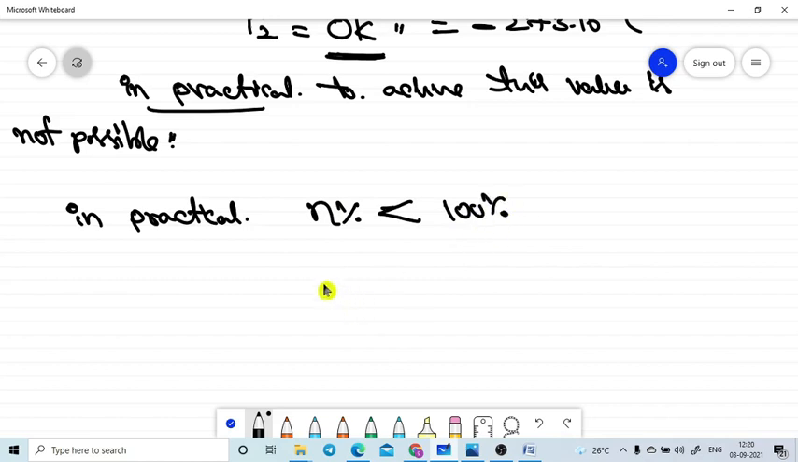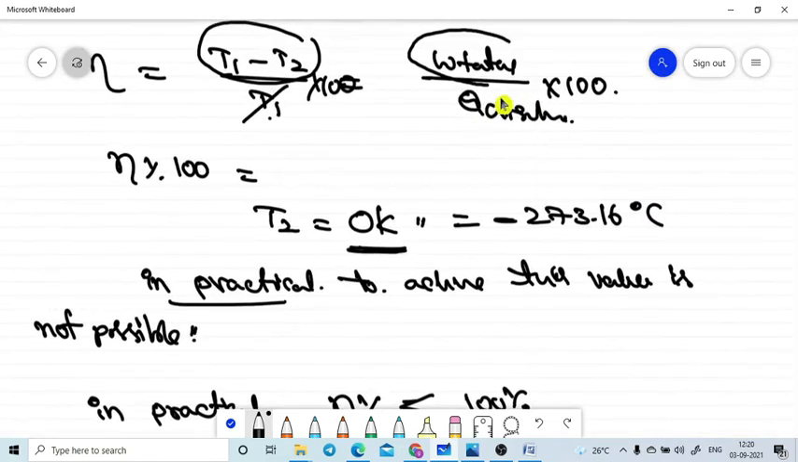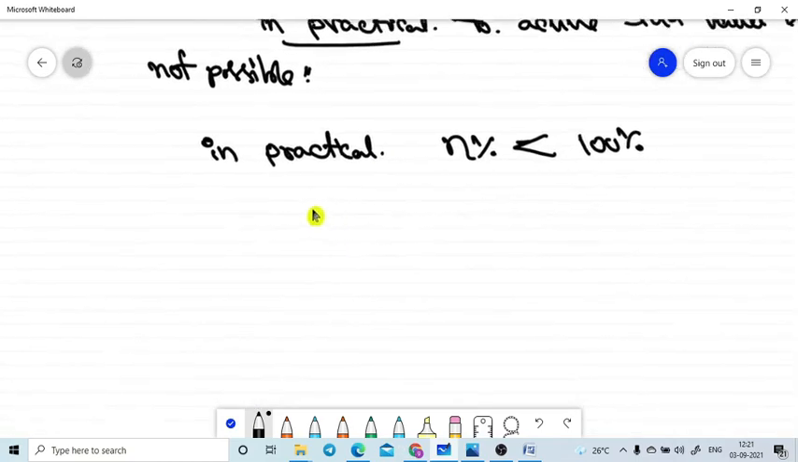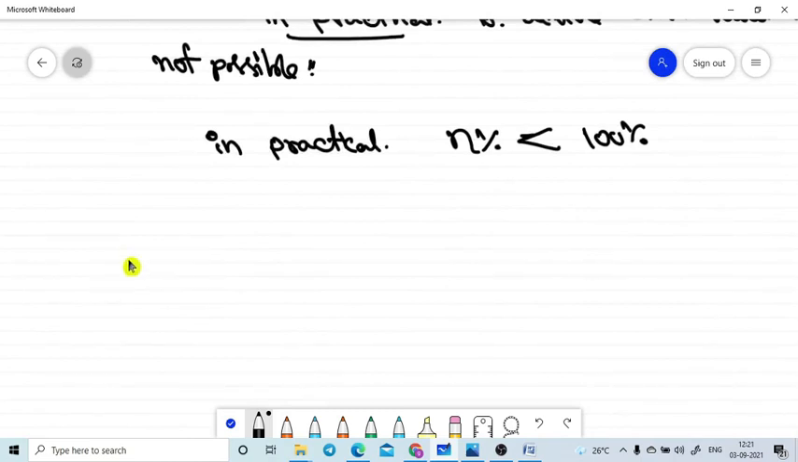So what is it saying? Some of the heat which is absorbed from the source is not converted into work. That is indirectly the second law of thermodynamics in one sentence. The second law of thermodynamics has two statements. One statement is related to the heat engine, and another statement is related to the refrigerator.